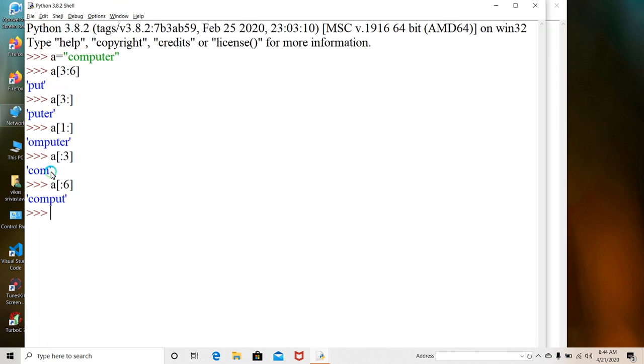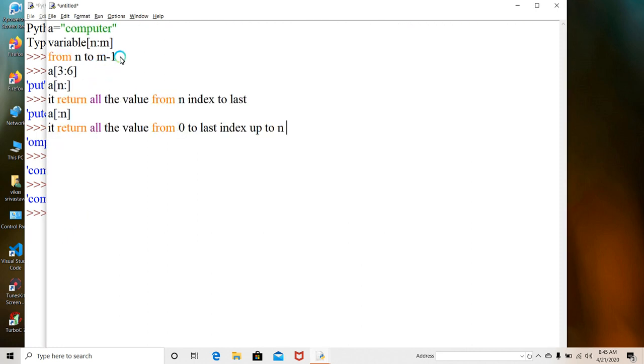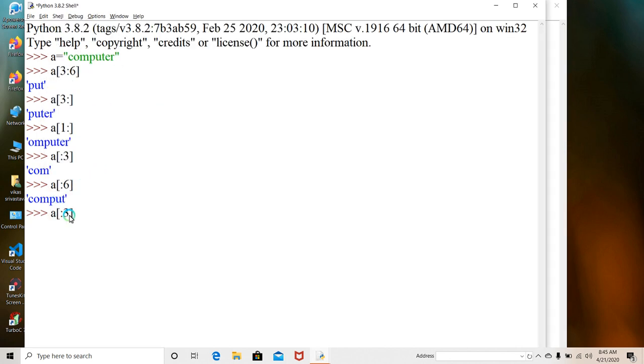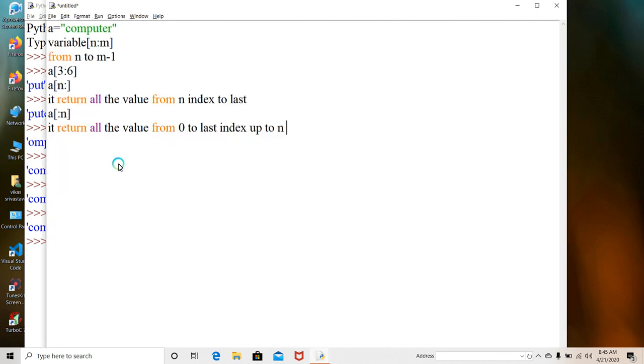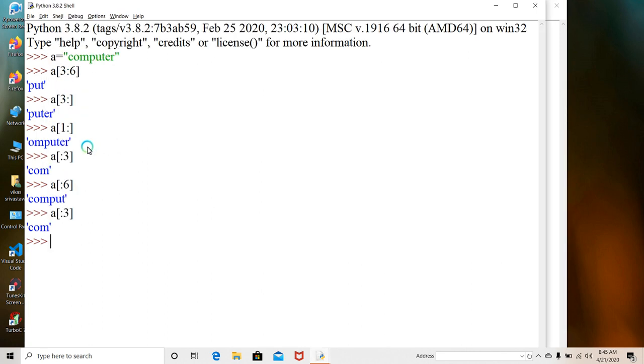Look here, if I write a from 0 to the third index, the third index means 0 to 2, because it works as m minus 1. The last index is always reduced to m minus 1. So 3 means it returns up to 2. So 0 1 2 gives "com". Clear? In the same way, we can also work with negative indexes.